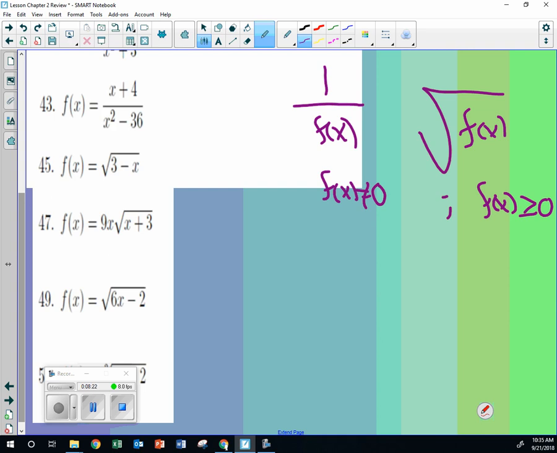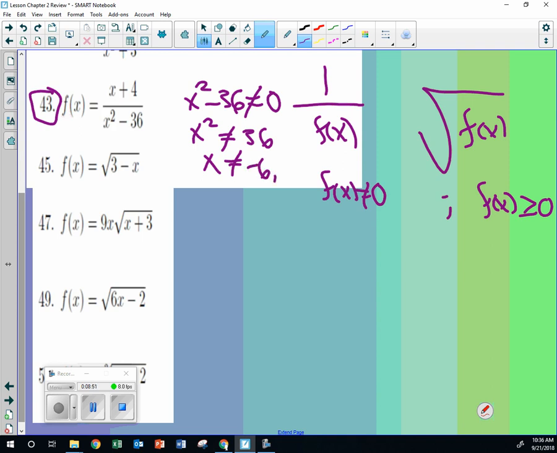So what's going to be the issue in number 43? Can't divide by 0 or the square root of a negative number? What's the issue? Can't divide by 0. So you want to see where x squared minus 36 can't be equal to 0. So x squared is not equal to 36. What are the two values x can't be? Negative 6 and 6. So there's your domain.